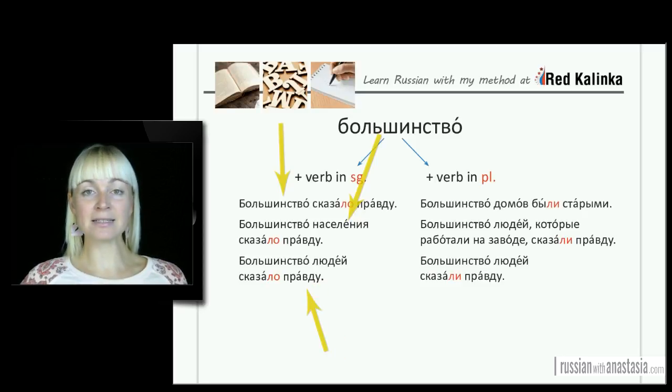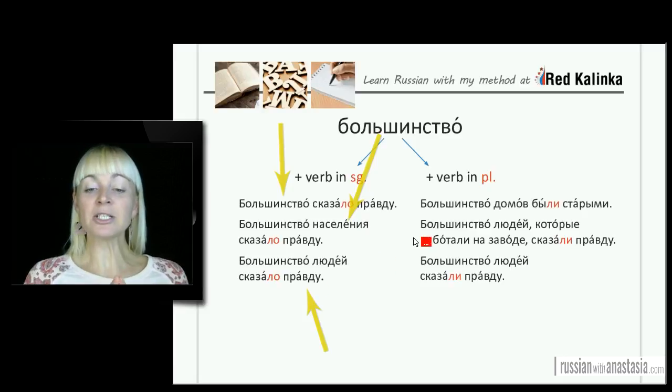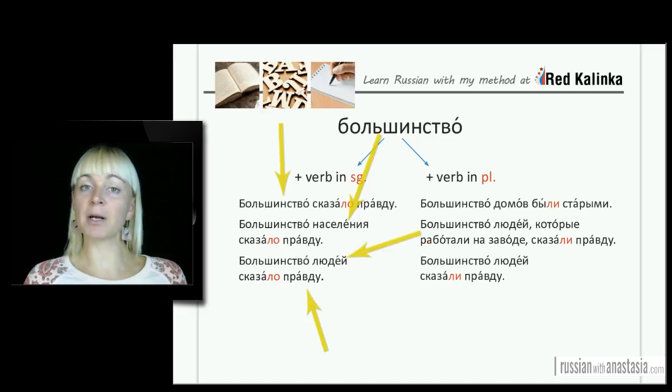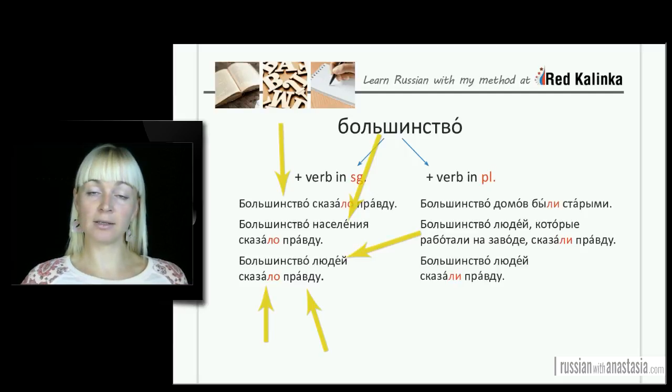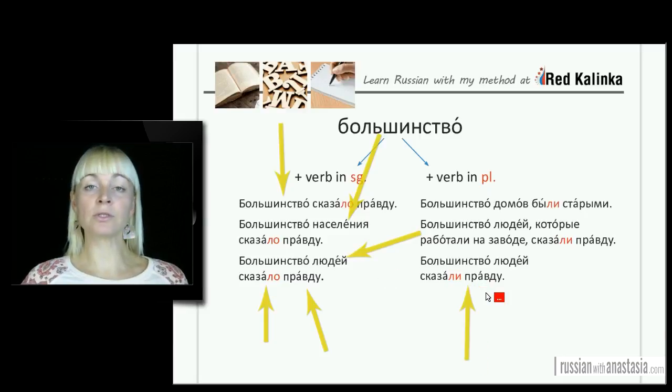But the last example is the most tricky one. Большинство людей сказало правду. Here we have людей. It's genitive plural. And люди is an animate noun. Here we speak about people. However, we use сказало in singular. In reality, here we can use both. We can use the verb in singular and the verb in plural.